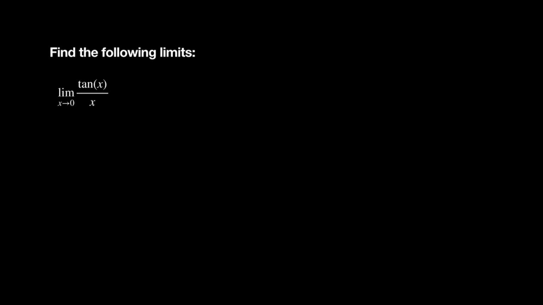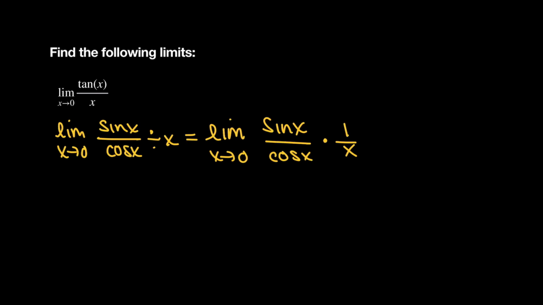Let's see how this works with another example. I've got the limit as x goes to 0 of tangent x divided by x. Again, if I just plug the x value in, I'm going to get something that's indeterminate. I'm going to get 0 over 0. So instead, I'm going to start by just replacing my tangent x with sine x over cosine x.